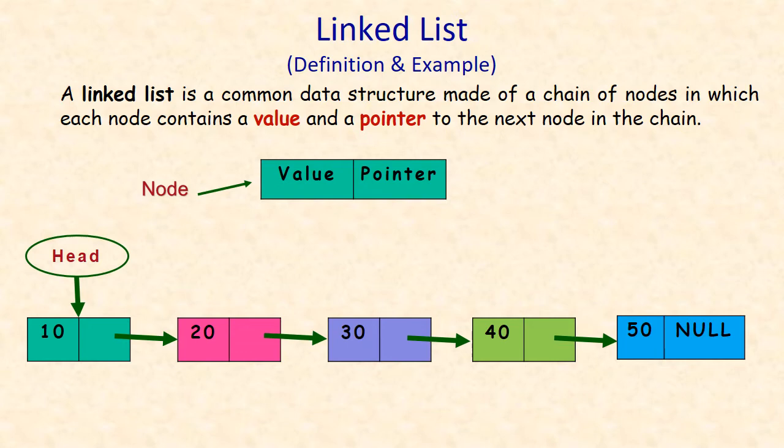Suppose let me take node 30. Here node 30 holds the value 30 and the address of the node 40, so that these 30 and 40 nodes are linked together. And always the last node's next part, I mean the address part, will be null because there are no further nodes. So we keep null in the last node. This is a normal linked list.